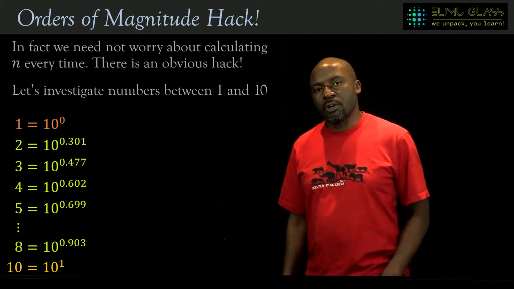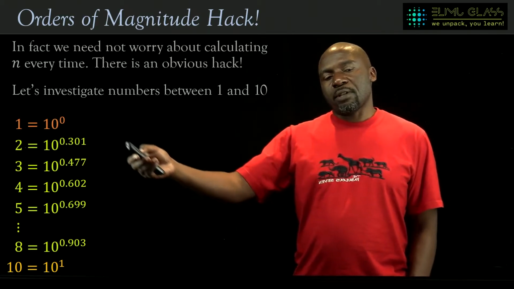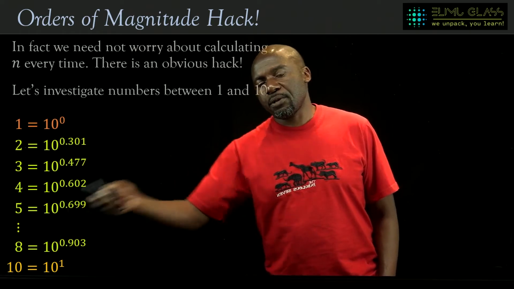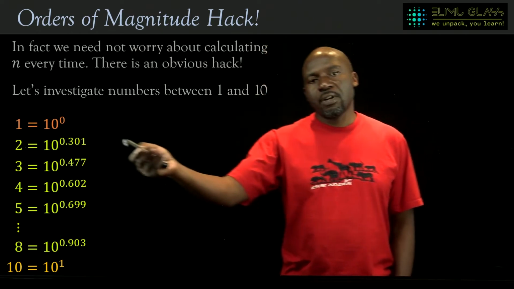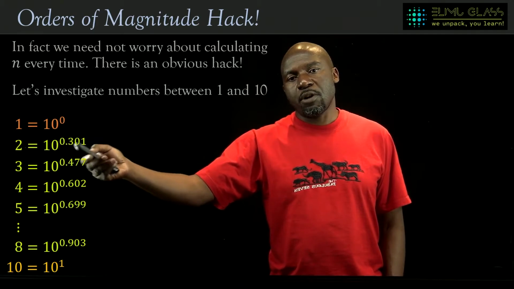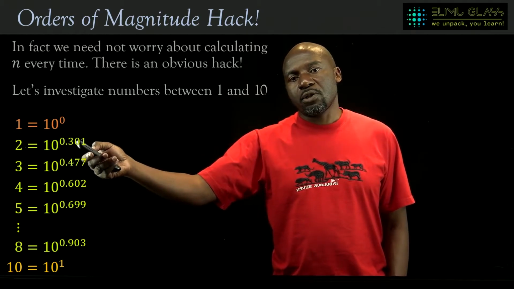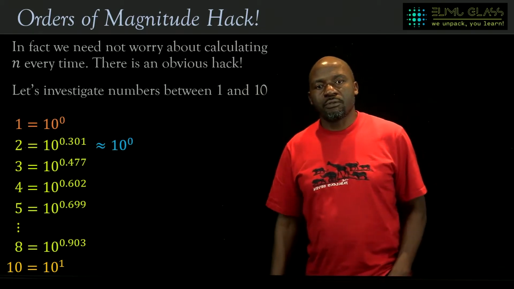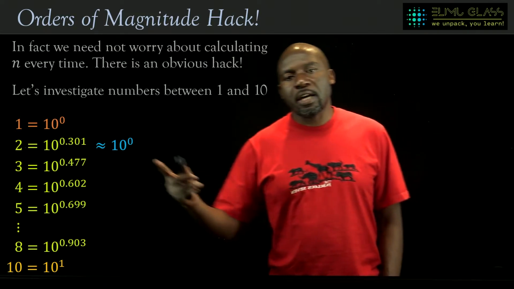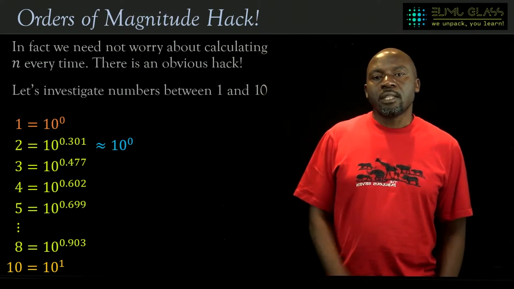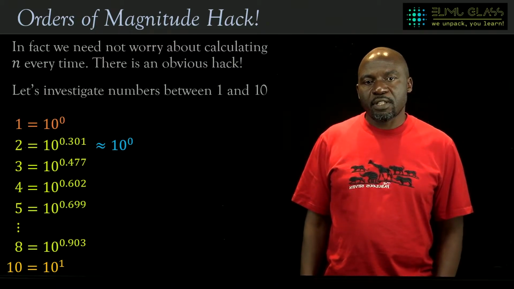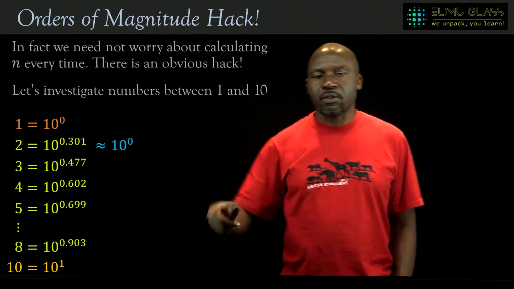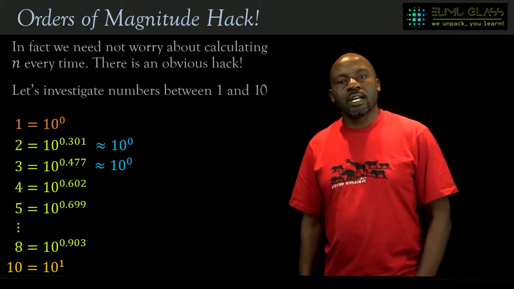So there's something I want you to notice when you look at these numbers here. First of all, let's just round these to the nearest integer so that we find these values in orders of magnitude. So if we round off 10 to the power of 0.3, 0.3 is less than 0.5, so it's closer to 0 than it is closer to 1, and therefore 10 to the power of 0.3 rounds off to 10 to the power of 0. Okay. Similarly, 10 to the power of 0.477 is closer to 0 than it is closer to 1. It is below 0.5, so therefore it's closer to 0 than it is closer to 1.